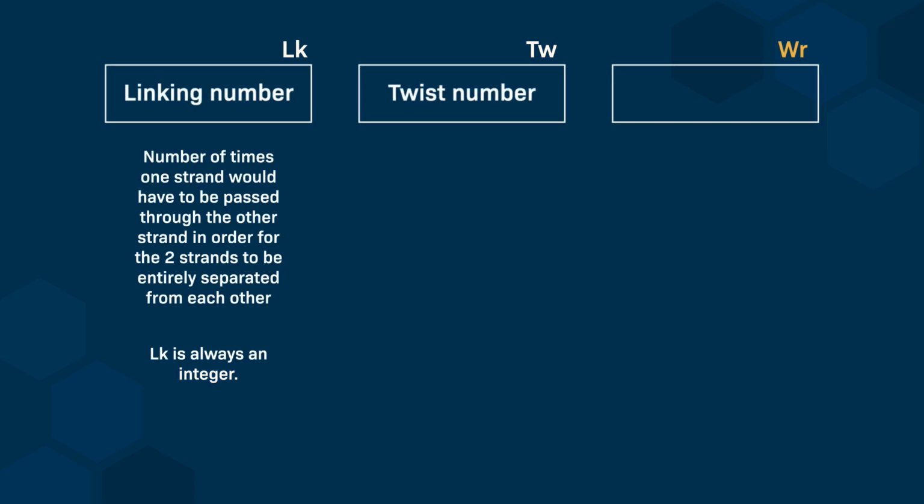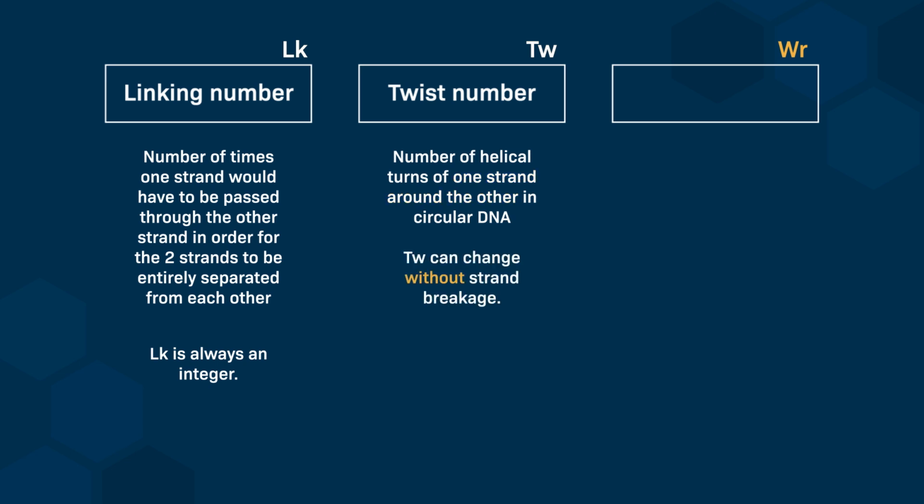The twist number represents the total number of times the two strands twist around each other along the helical axis. For example, if a circular DNA molecule has 360 base pairs and, assuming a pattern of double helix with 10 base pairs per turn, the twist number would be 360 divided by 10, which equals 36. The twists can change without breaking any strand. In DNA, which is a right-handed helix by convention, the twist is considered positive.